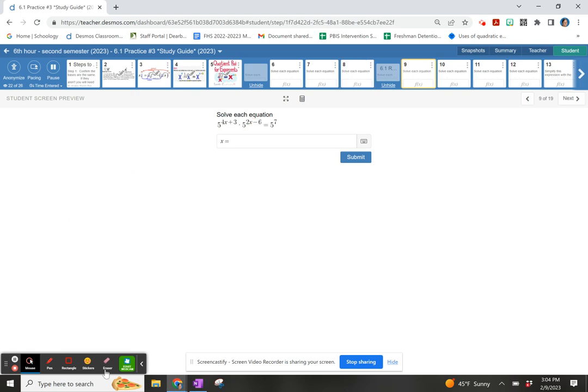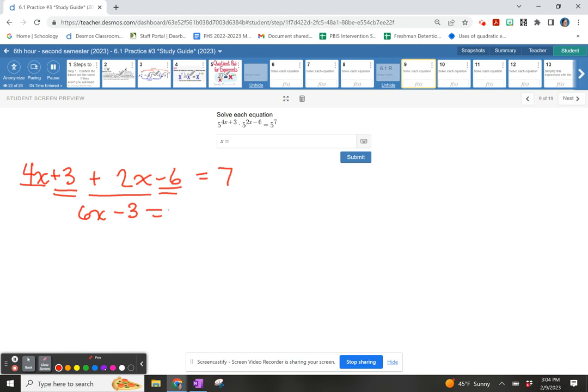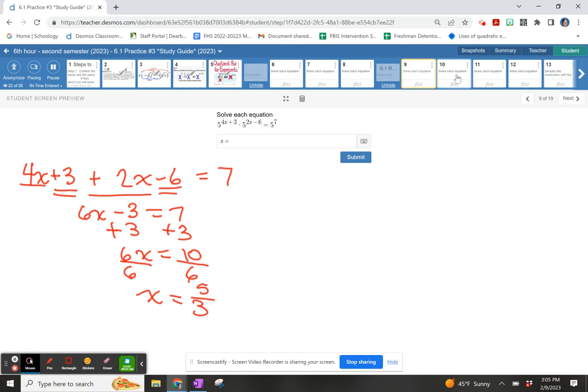Number 9, we finally have a property being used. We need to add the exponents together. And then it equals the 7. So combine like terms, we get 6x. Combine the 3 minus 6, which is negative 3. Then we can add 3 on both sides. Now you do want to simplify. 10 over 6 becomes 5 over 3. So please be mindful that you always have to simplify.